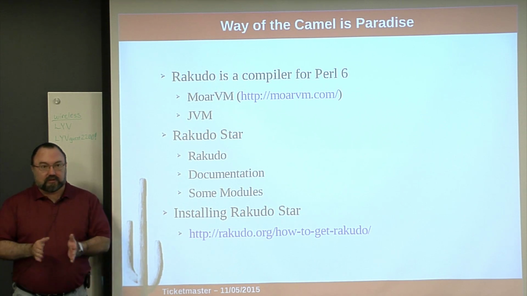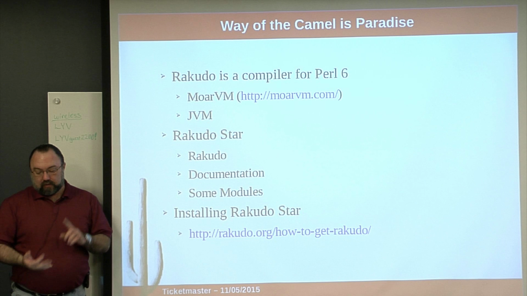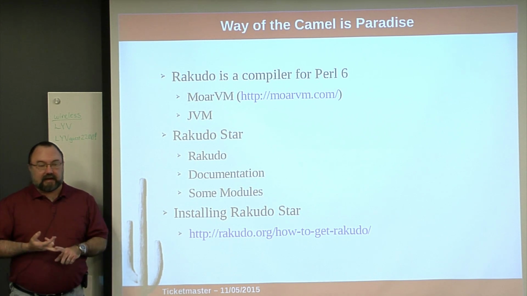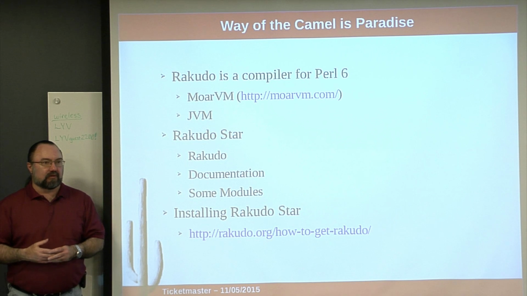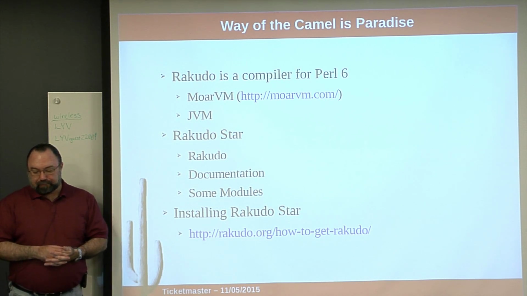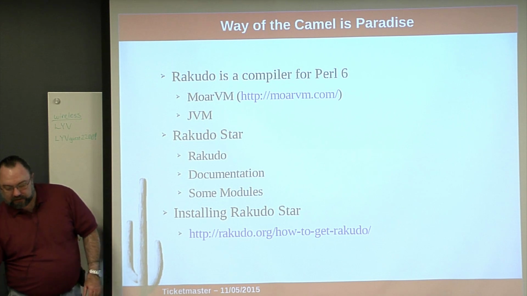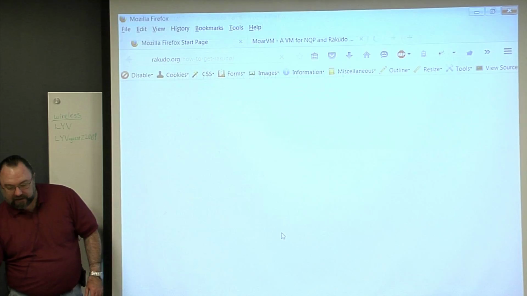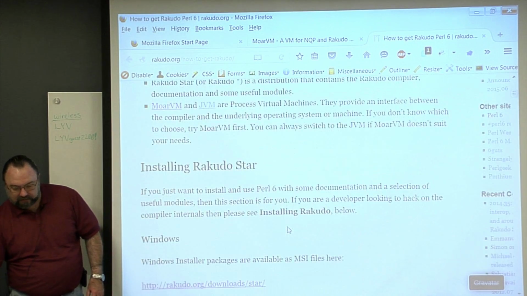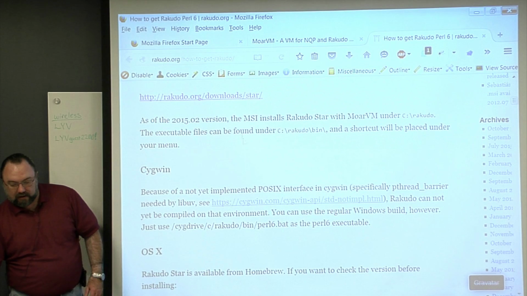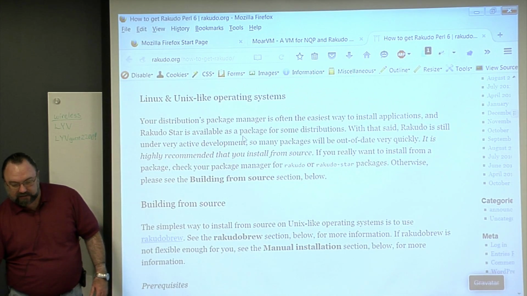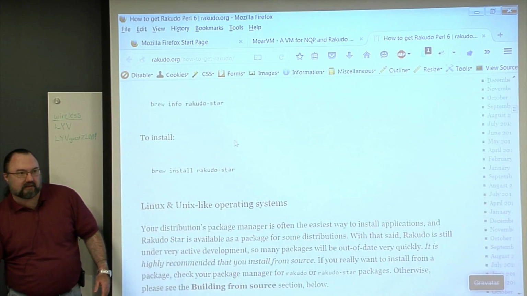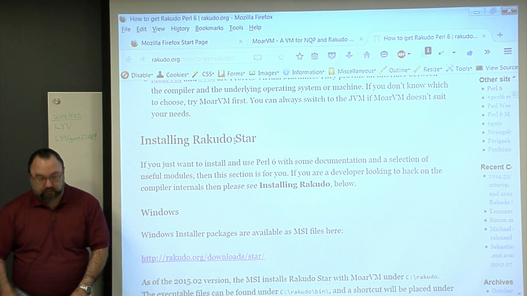Okay, Rakudo Star is basically Rakudo, documentation and some modules, not every module that's been made for Perl 6, but basically the ones they felt were most important for people to be able to do useful things. So basically, there's a nice site out there that tells you how to get Rakudo Star and how to compile it. On Windows, it's just an MSI. You can do it under Cygwin, OS X, and Linux, and basically it tells you step by step how to do it. It's really not that hard.